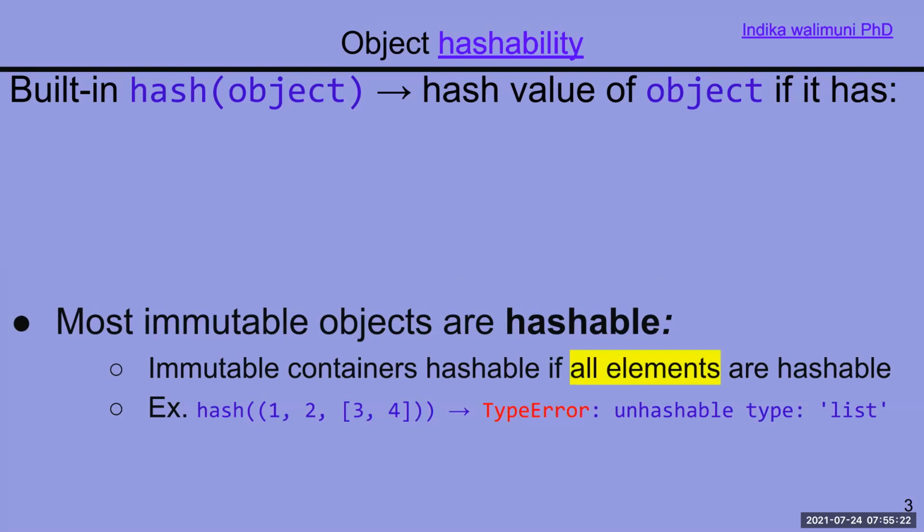Usually most immutable objects are hashable. If an immutable container has all elements that are also immutable, then it is also hashable. For example, if we try to get the hash value of this tuple, tuples are immutable, that's what we say, but this tuple has a mutable list inside. So this entire tuple is not hashable because of the mutable list inside. It returns a type error saying unhashable type.